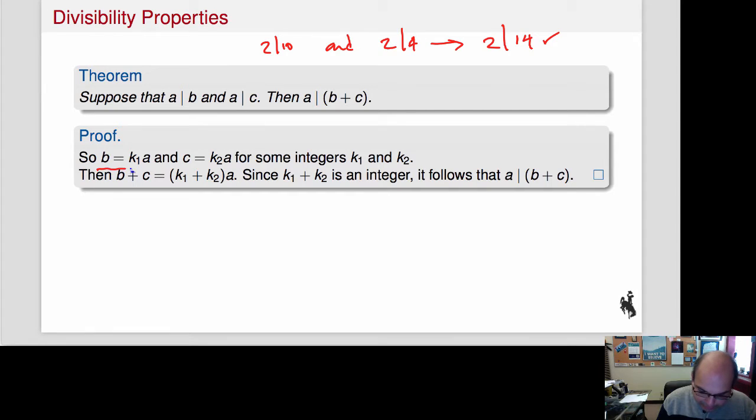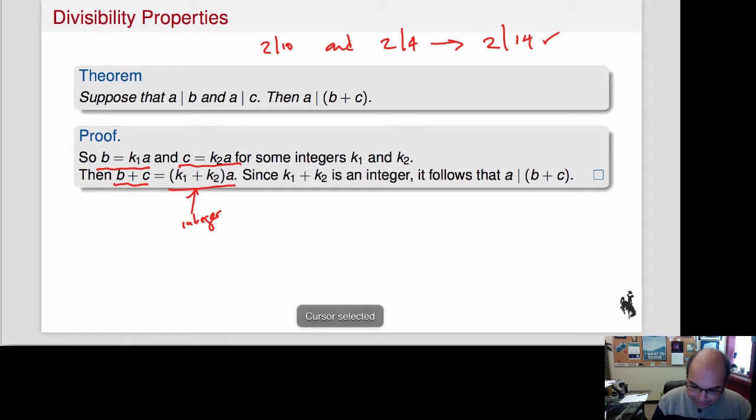Because a divides b, b can be written as k1 times a, and c can be written as k2 times a, for some integers k1 and k2. But then b plus c is just k1 plus k2 times a, and this is an integer. So since b plus c can be written as an integer times a, that means that a divides b plus c. End of proof. Really straightforward. I like these. Well, they feel good.